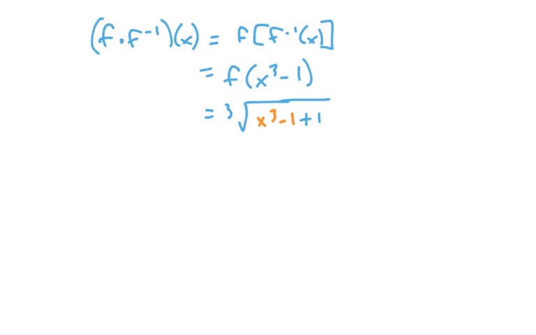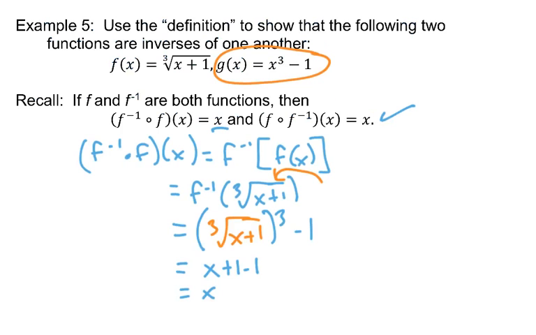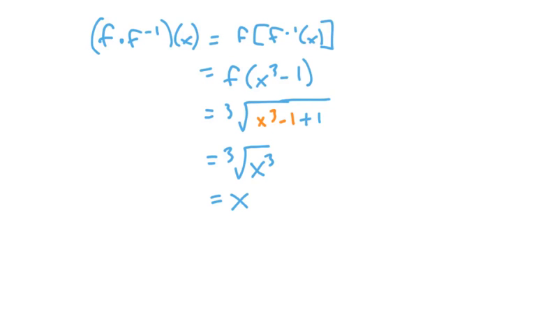And simplifying that, under the radical, the negative 1 and the positive 1 add to 0. You get the cube root of x cubed, and the cube root of x cubed is x. If you perform the composition both ways, and both ways you end up with x, then those indeed are inverses. Again, some people use this as the definition. I prefer to think of it as just a way to check, and you can check your work at any point by trying this composition both ways and making sure you get x.